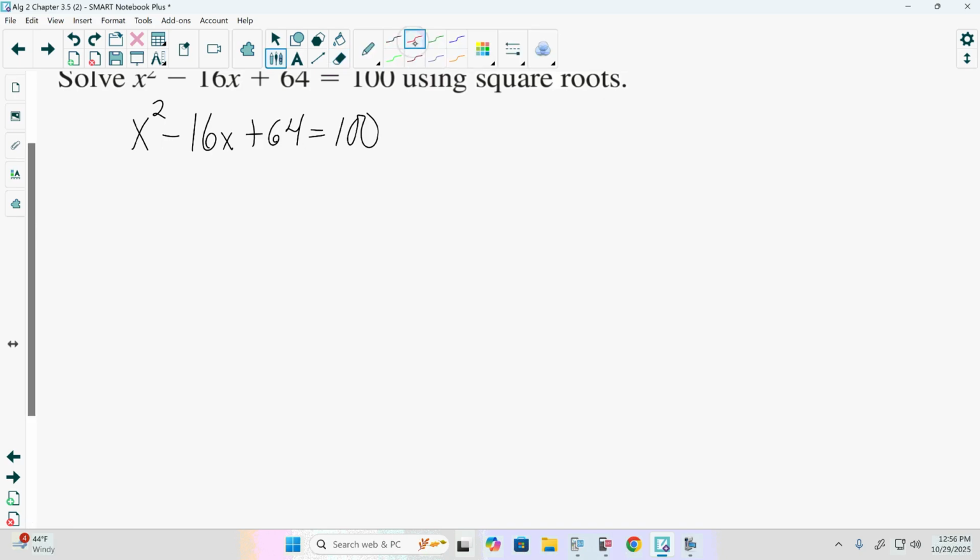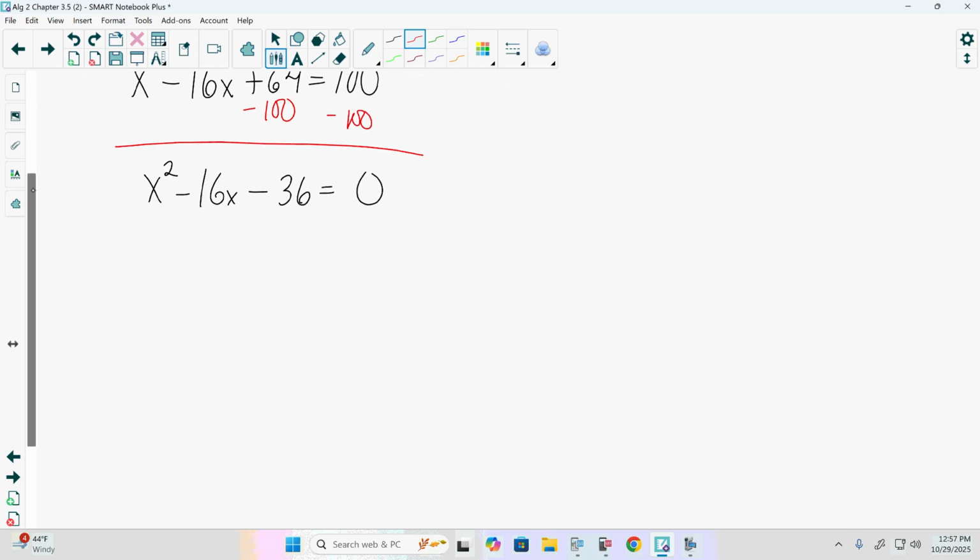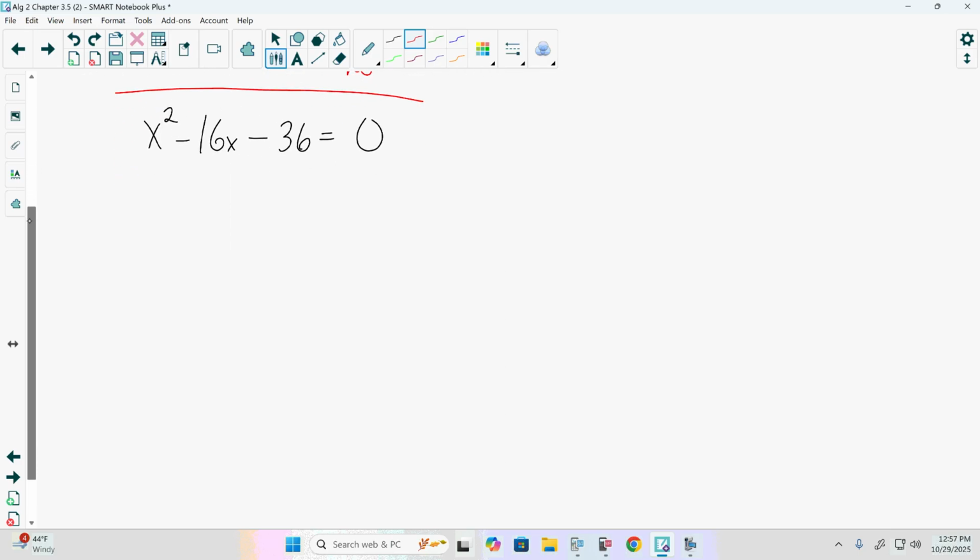Now, at this point here, if we want to, we can also move the 100. We could subtract 100 from both sides, telling us that we have x squared minus 16x minus 36 is equal to 0. The constant term, the term without a variable, if they're on either side, that's fine. If they're on the same side, that works out even better. Either one works. But the main thing is that the x squared term, our x terms, our variable being squared, variable to the first power, are on the same side.